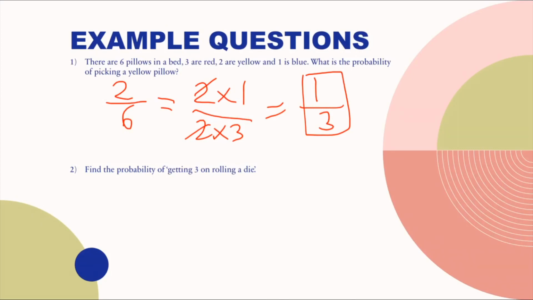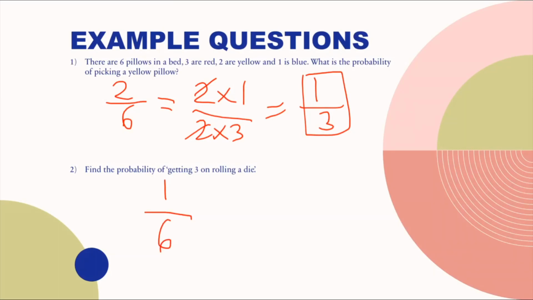Find the probability of getting 3 on rolling a die. A die is a dice which has 6 outcomes from 1 to 6. Now what is the probability of getting 3? Since 3 comes only once in a die, that means the answer will be 1 by 6.